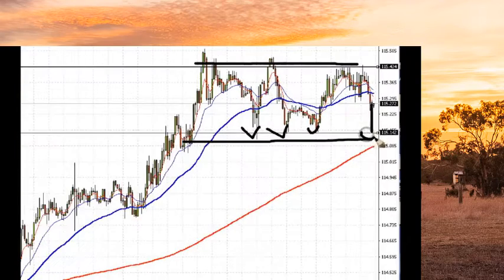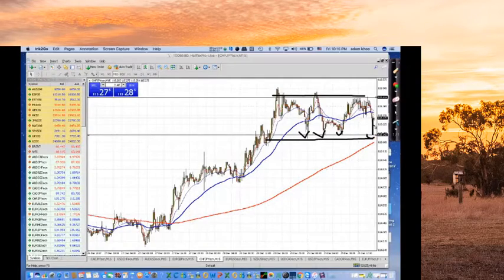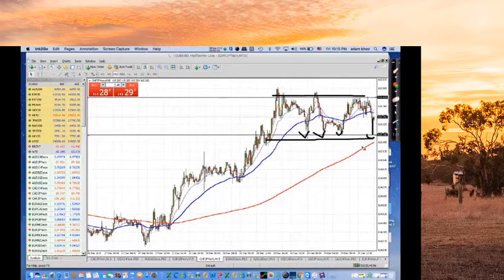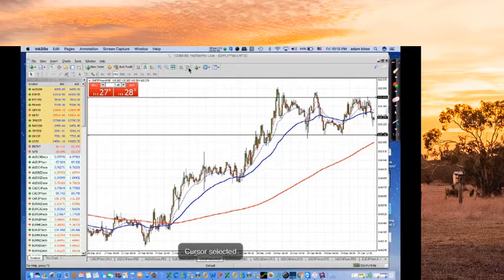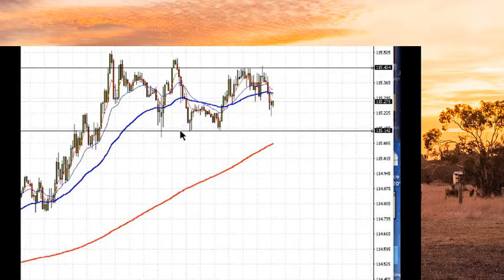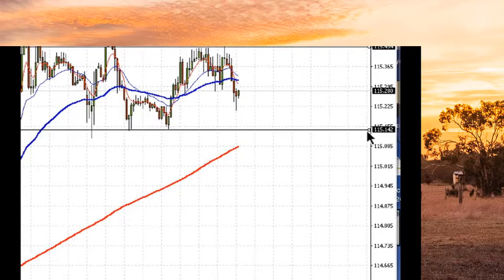So I want to be a buyer at this level. And again, I'm confident that it will bounce back up because there's an uptrend bias, right? The 50 moving average is above the 200 moving average. The bias is going up, okay? Now, let's take a look at where I'll place my buy order. I'll probably place my buy order somewhere here, right at the support level at 115.14.